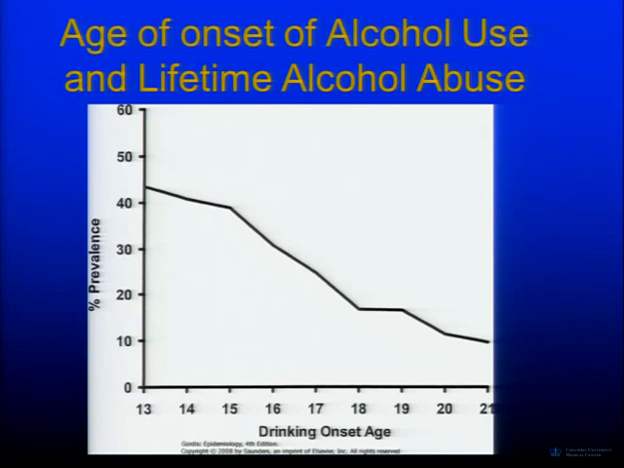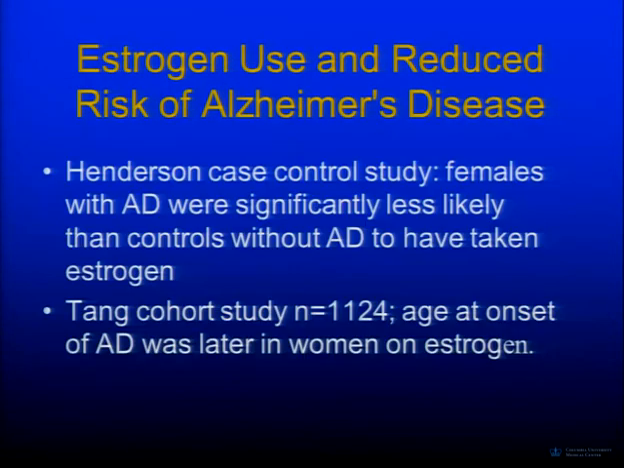So I'm going to go through an older example just to give you a historical look through the causality pathway. If we think about the use of estrogen and Alzheimer's disease, there was a case control study, and females that had Alzheimer's disease were less likely than controls without Alzheimer's disease to have taken estrogen. They also did a cohort study by Tang, and they found that the age at onset of Alzheimer's disease was later if the women happened to actually be taking estrogen.